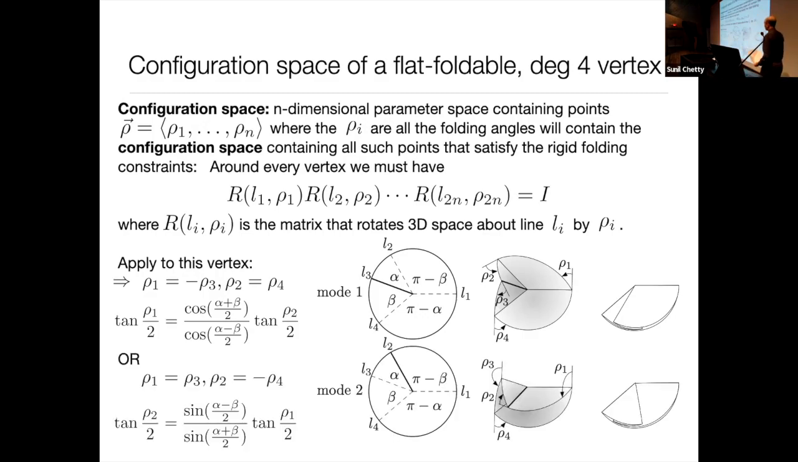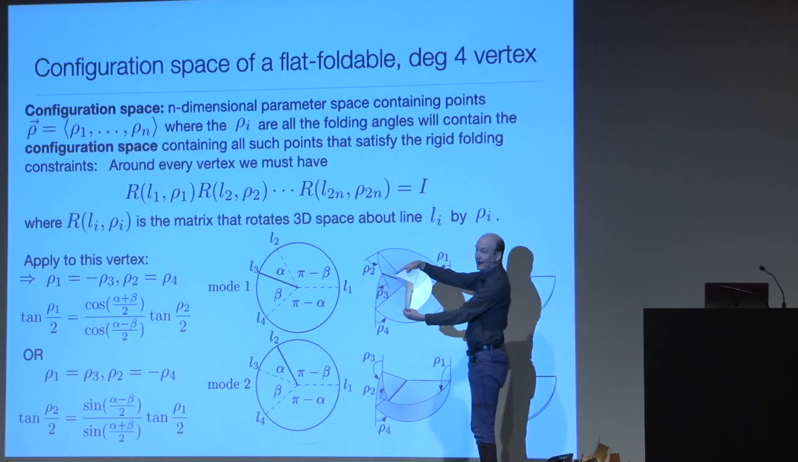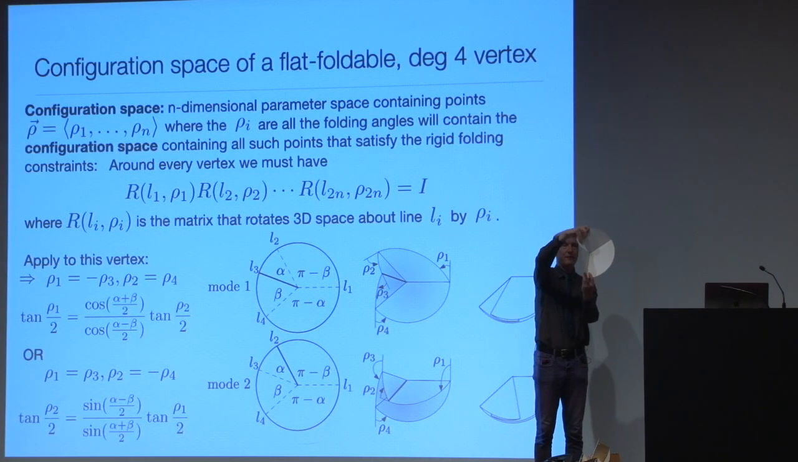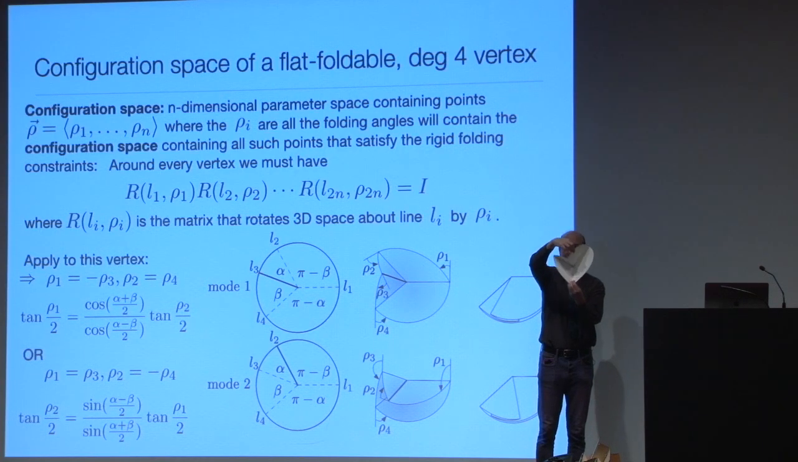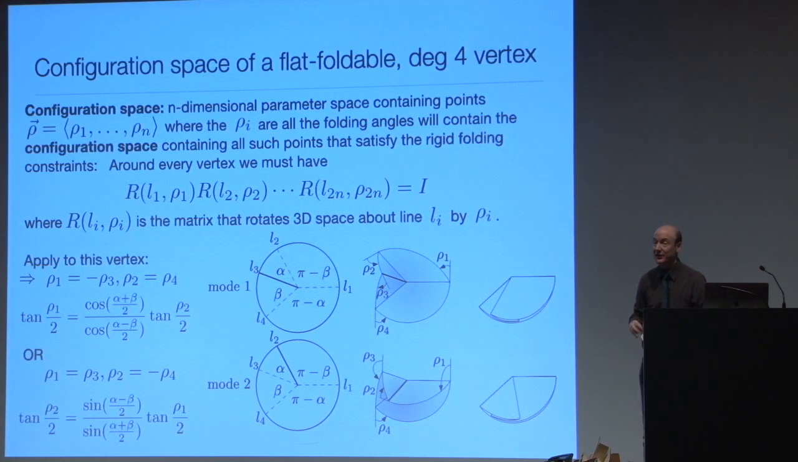That's what I call mode 2. So that would be me not folding it like this, but instead folding it like that. It's literally a different way to fold it. All I'm doing is changing the mountain valley assignment, really. But they do have different equations.